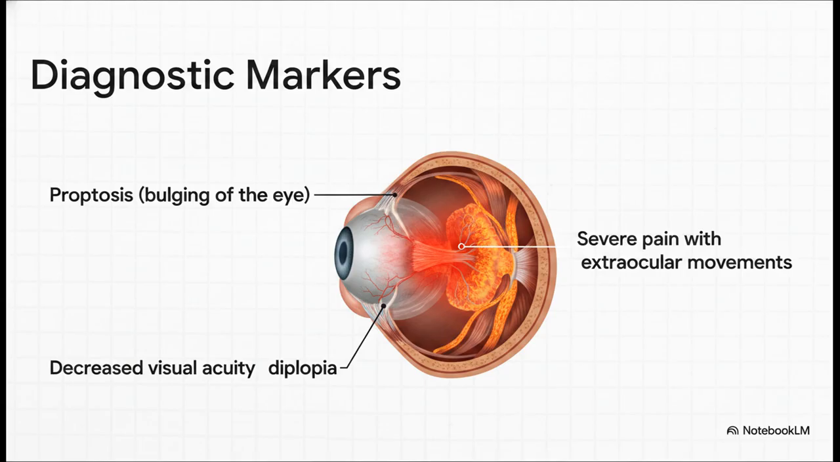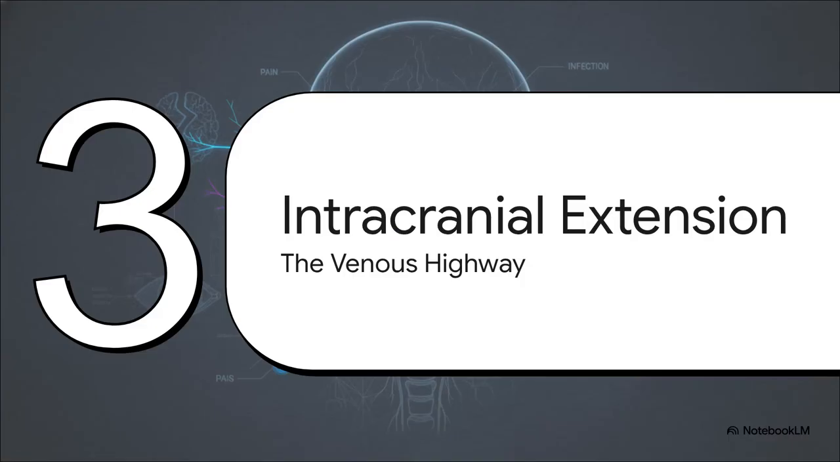The discrete diagnostic markers confirming a breach include proptosis, or bulging of the eye, which happens because of the swelling deep in the orbital fat. You'll also see chemosis. But most importantly, because the extraocular muscles are inflamed and infiltrated, your patient will experience severe pain with extraocular movements, along with decreased visual acuity and diplopia. Identifying this boundary mandates immediate inpatient admission, broad-spectrum IV antibiotics, and a CT scan of the orbits to rule out an orbital abscess. Module 3, intracranial extension to CST, also known as the venous highway.